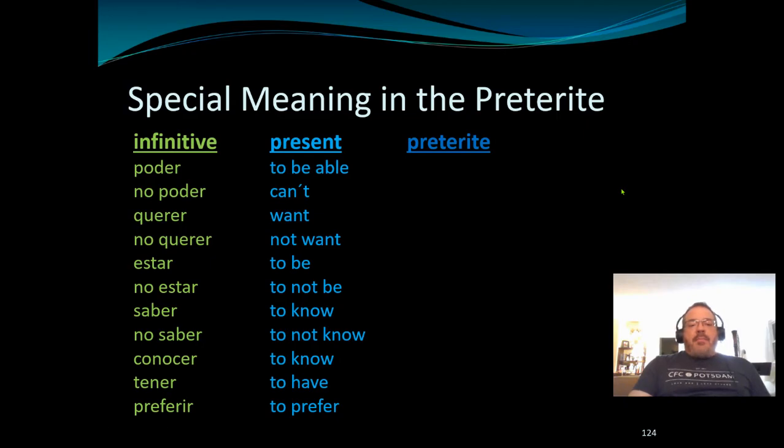Remember that preterite is a completed action. It's something that happened. And the idea that I was able is not really a completed action. What does it really mean? Well, it means that I managed to.